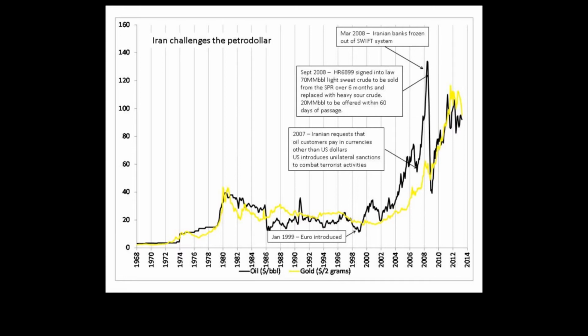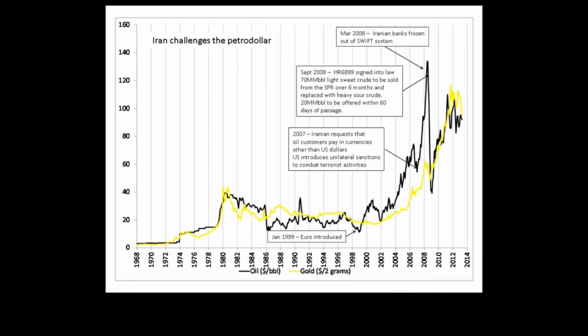The oil price at the time started to increase extremely rapidly. Two events resulted in a reversal of this trend. The first was an announcement that Iran's banks would all be frozen out of the SWIFT system for international trade settlement. This essentially froze Iran's ability to trade. Additionally, in September of 2008, H.R. 6899 was signed into law.